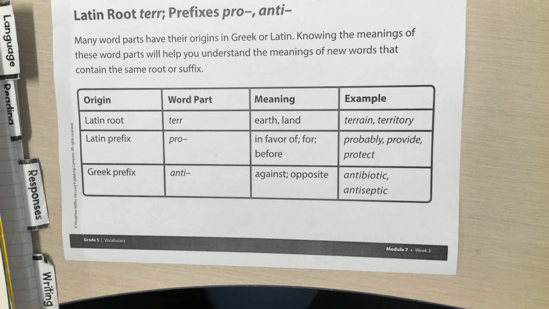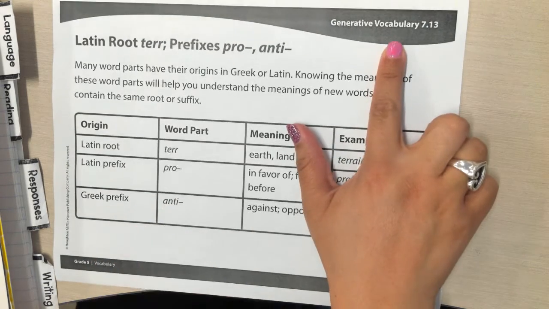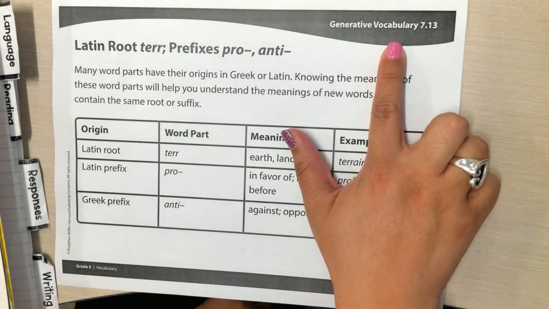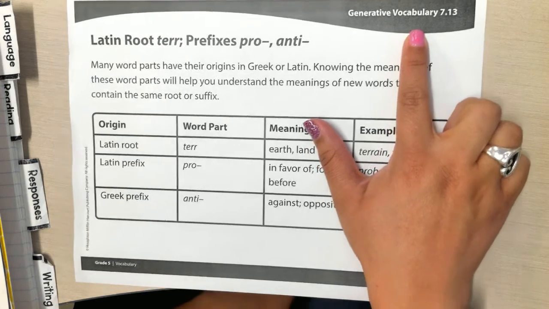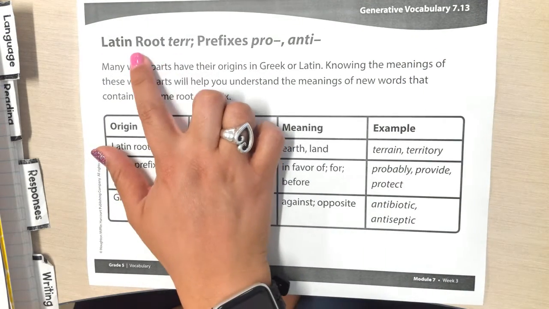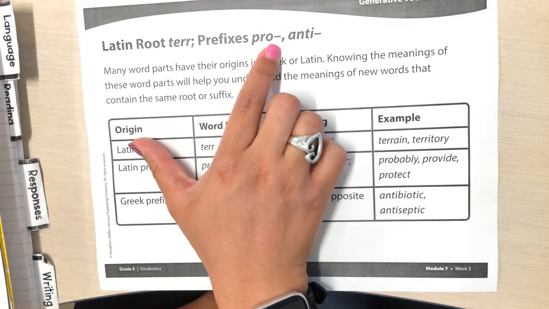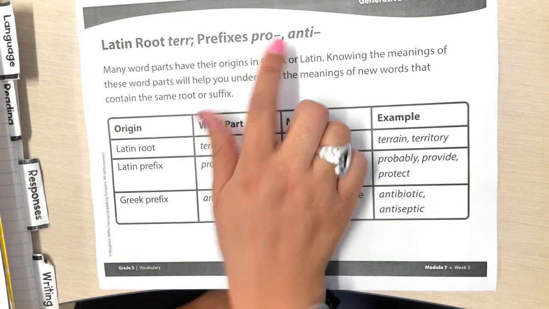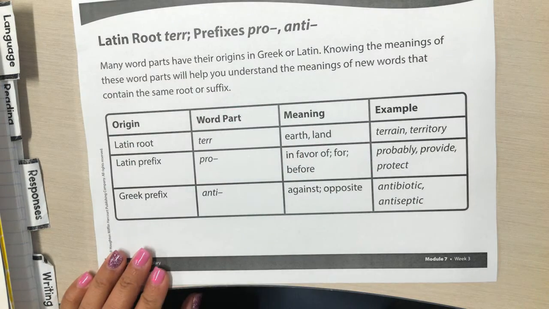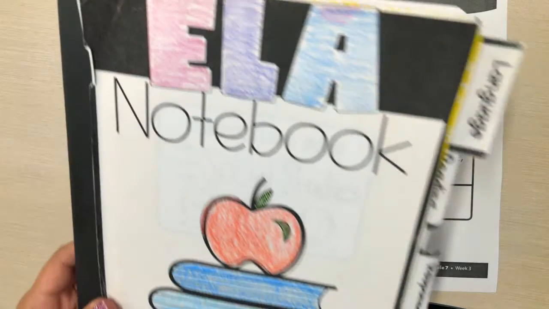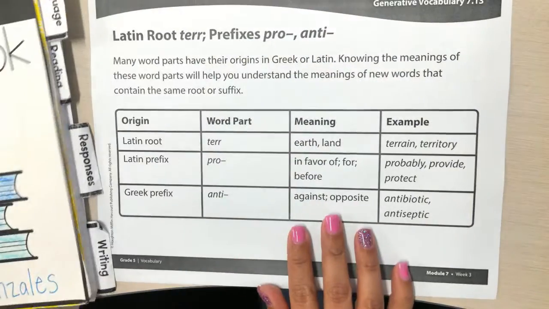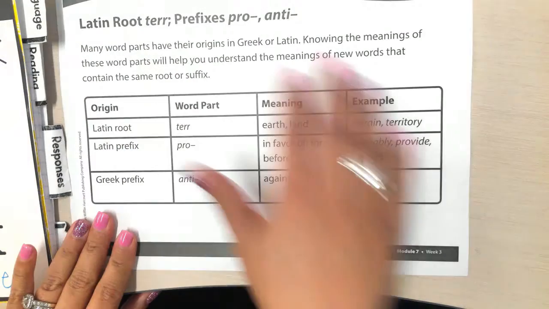Today, or this week, we're going to be working on vocabulary skills and expanding our vocabulary again. We're going to be looking at the Latin root terr and prefixes pro and anti. Okay, so as I go over this, you're going to be taking notes in your ELA notebook while I am reviewing this sheet with you.